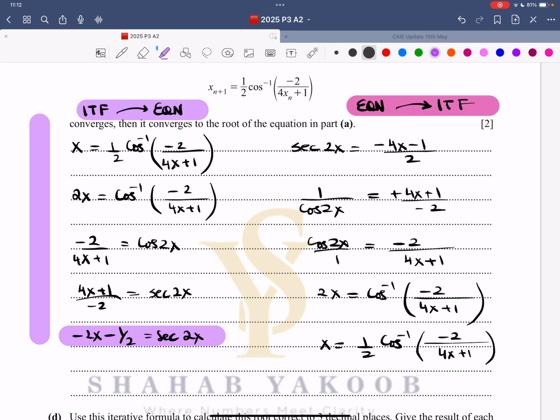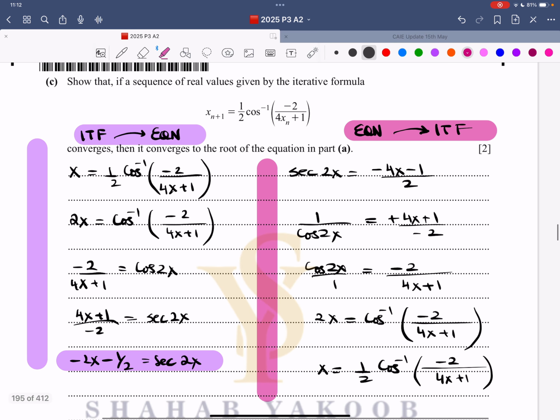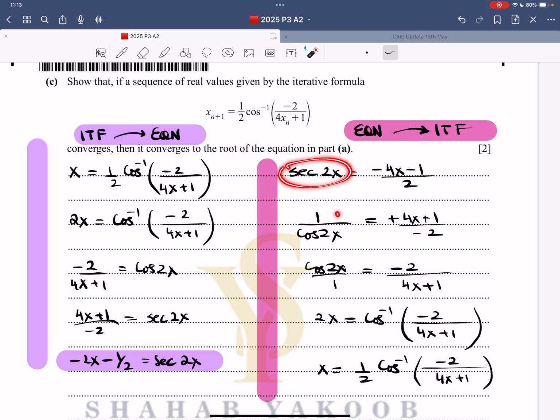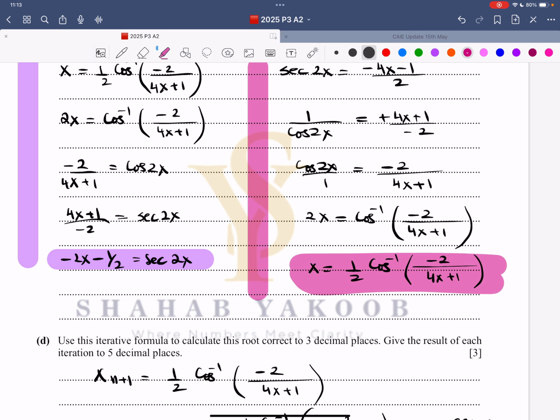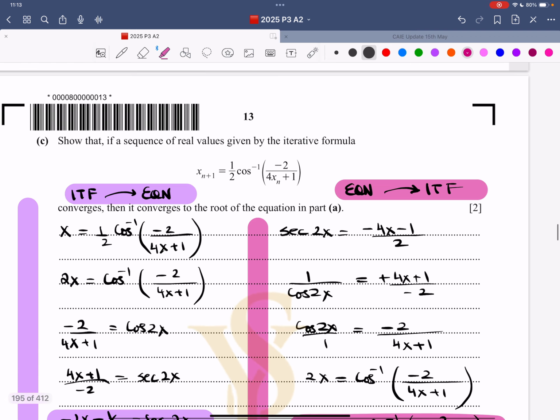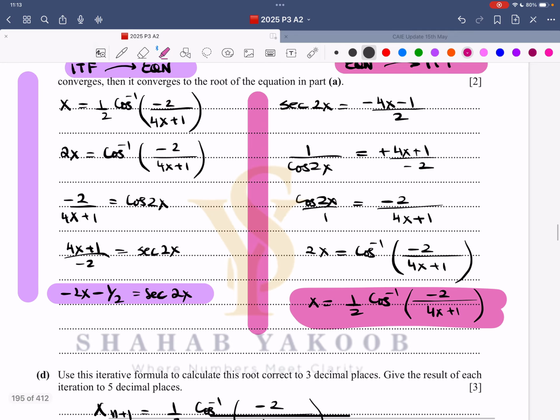So the next one is this thing, which is the equation to iterative formula. Equation is sec 2x = -(4x + 1)/2. Sec 2x is written as 1 over cos 2x. So basically cos 2x is -2/(4x + 1). Therefore 2x is equal to cos inverse of this thing, and that is the answer. So that is the answer right over here. Got the idea? Both were easy in this one, nothing special.